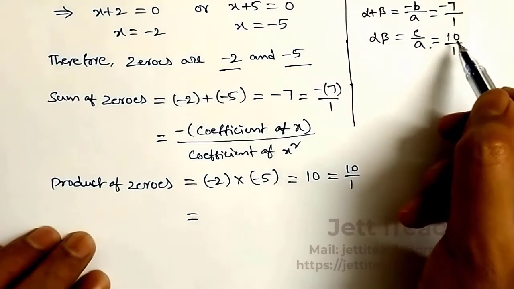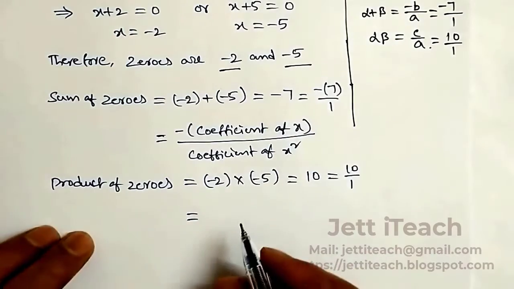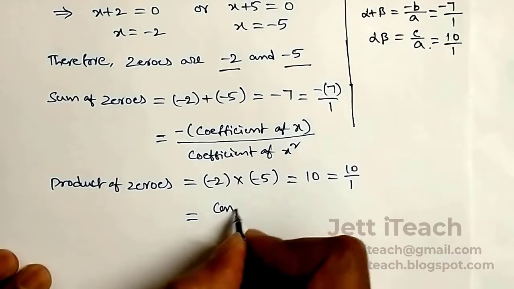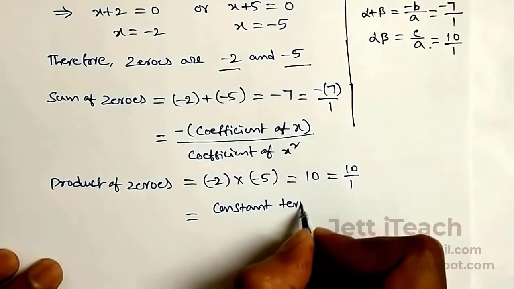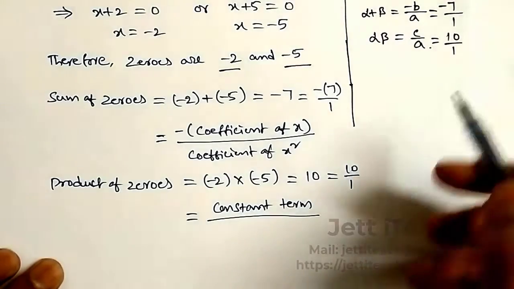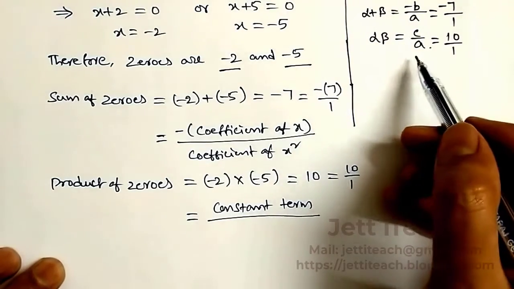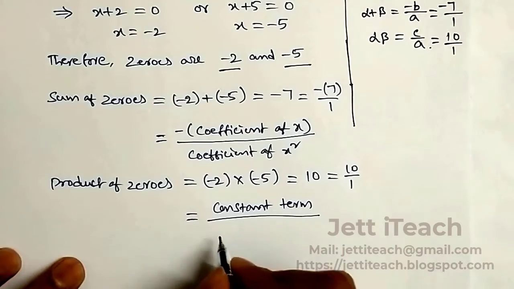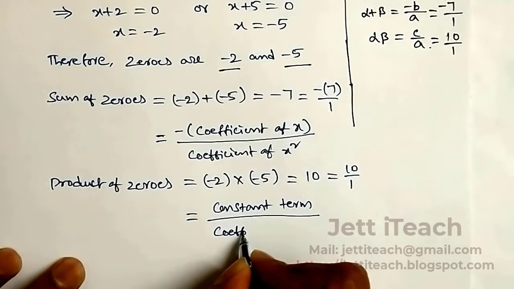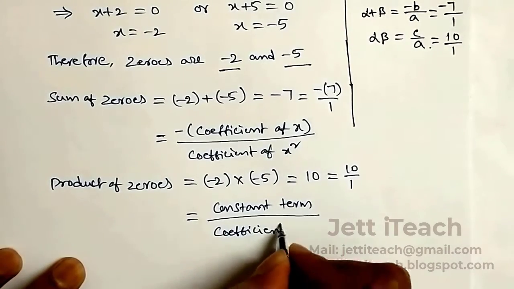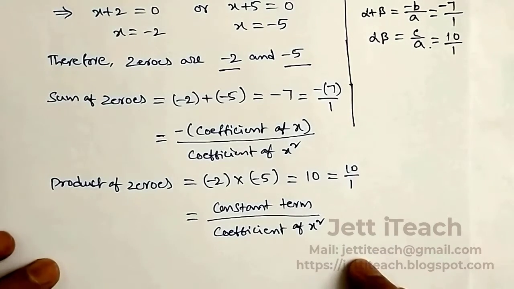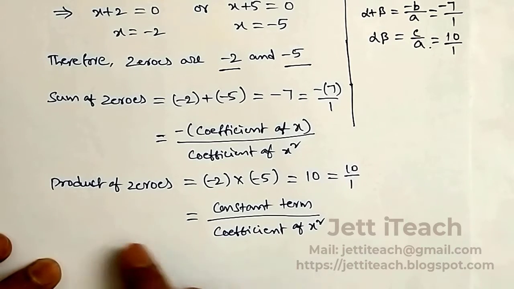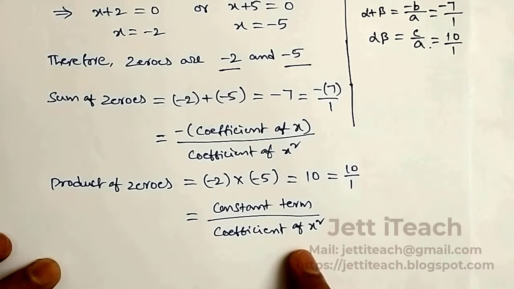What is 10 here? C means constant term. Divided by 1. What is 1 here? A. A means coefficient of x square. Okay, this is the relation between the zeros and coefficients of x and constant term.